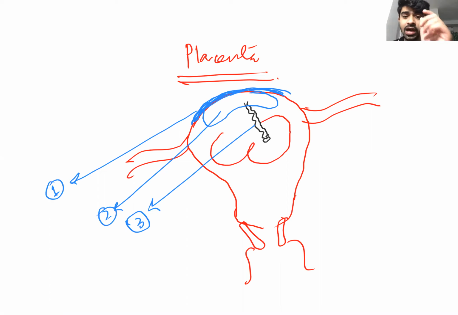Anyways, can you tell me number 1: is it endometrium, myometrium, or perimetrium? Tell me. Endometrium. Absolutely correct answer. This is only endometrium. Don't think that number 1 is myometrium. Definitely myometrium is there, but just below the placenta is the endometrium. Next, you tell me what is number 2. Placenta. Yes, number 2 is placenta. Absolutely correct answer. This is the placenta.